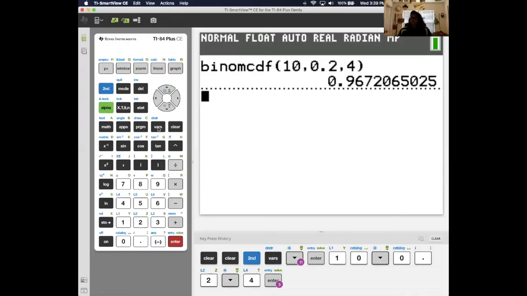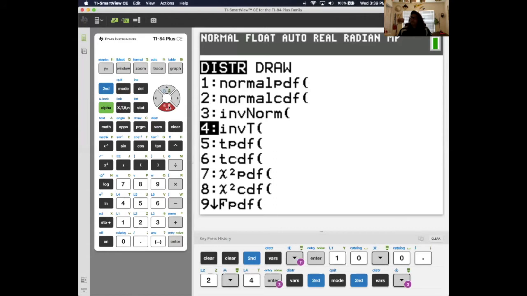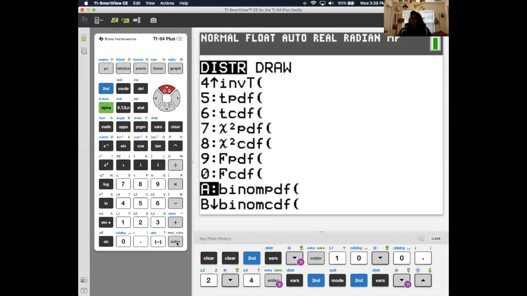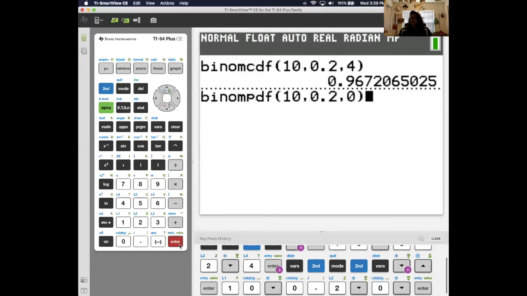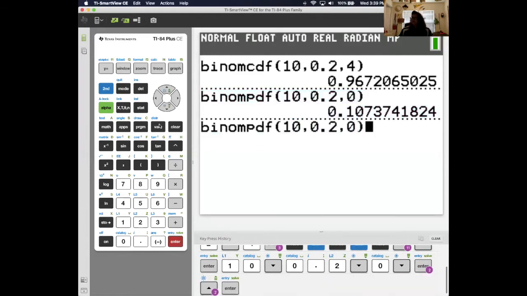We're going to do second and vars. Go down to binomial PDF now. So this finds it at the precise number. Our trials is still 10, and 0.2 for the probability. And this time we're going to do it for every single x value. So x value of 0. So there's a 10.7% chance that none of the M&Ms will be brown. Now, we want to figure out what's the probability that one of those M&Ms is brown.